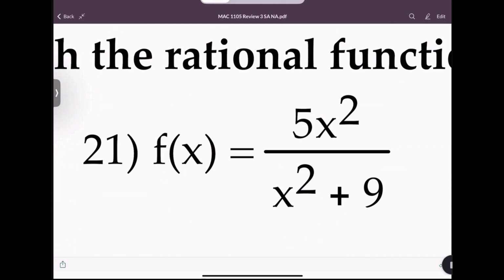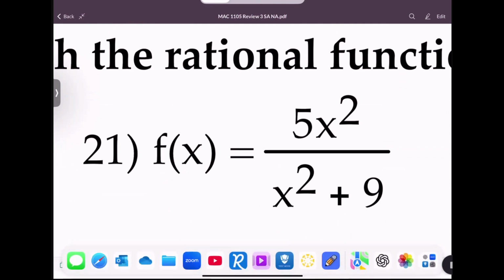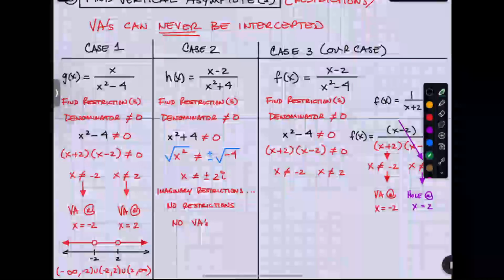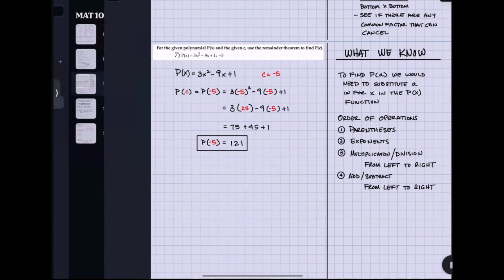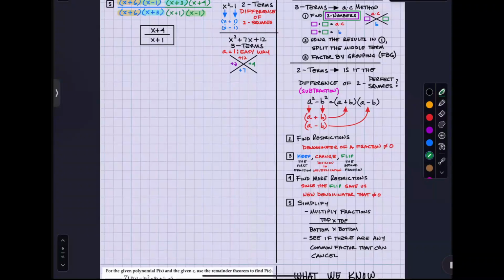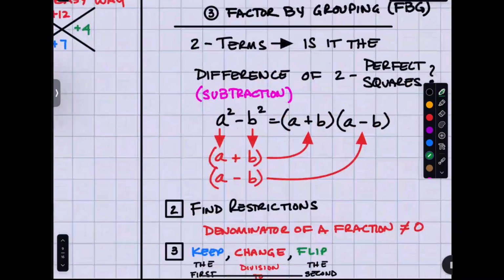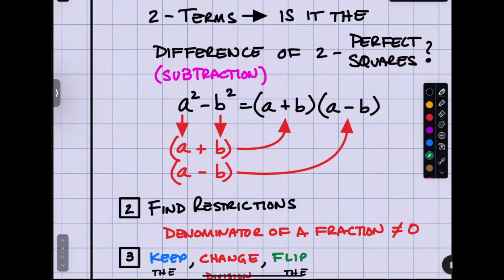You can't factor it. Oh, so we do need to go back to over here. Because if it's 2 terms, what's the question we have to ask ourselves? Is it the difference, meaning subtraction of 2 perfect squares? Is it subtraction? So we're not factorable. So you have to take the square root.